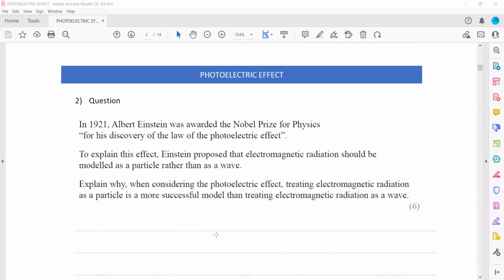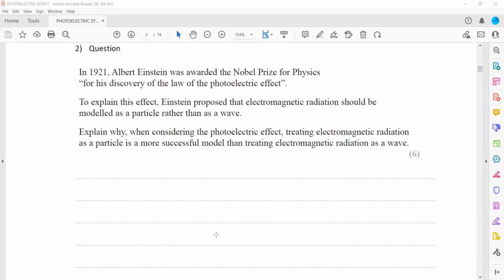Another question. In 1921, Albert Einstein was awarded a Nobel Prize for physics for his discovery of the law of the photoelectric effect. What is the law of the photoelectric effect? It states that when light in the form of particles, photons, falls on the metal, if the energy of the photon is more than the work function, these electrons absorb energy and go out. The minimum possible energy the electron needs to come out is known as the work function.